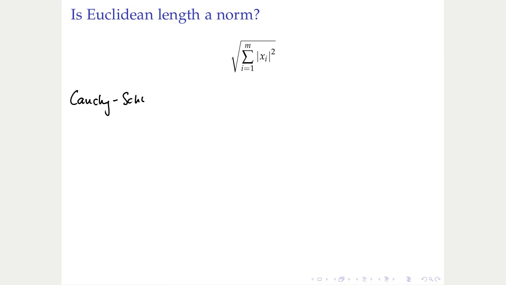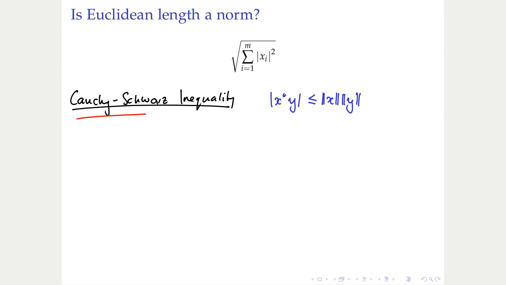Some of you who are electrical engineers may have heard of this before in your communications courses. And the format in our course is going to look like this. It says that the absolute value of the inner product of x and y is less than or equal to the norm of x times the norm of y. Okay, and we're going to make use of that to prove our triangle inequality. So we'll just put a box around it because it's going to be a useful formula.